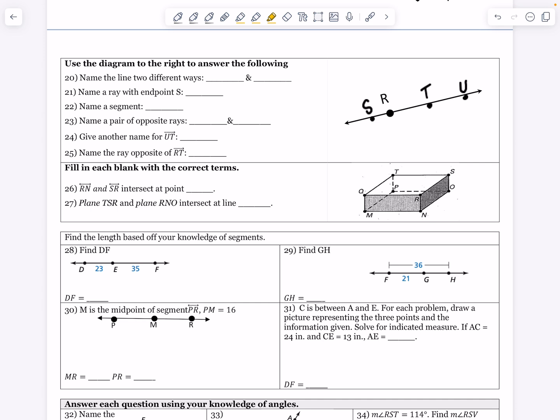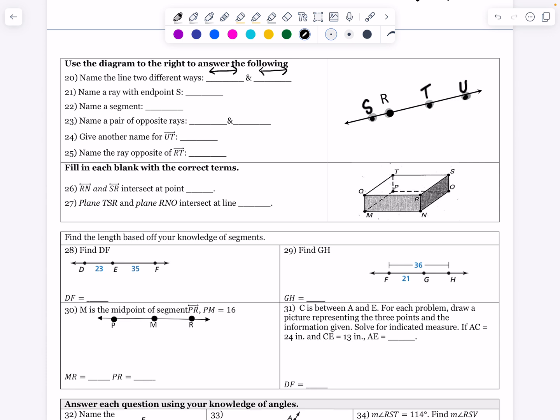So the first thing I notice is that this is a line that has points R, S, T, and U on it. It's not the best picture. I feel like I need to fix my drawing a little bit. There we go. And so all of those points exist on that line. And the first set of directions for number 20 say to name the line in two different ways. So the first thing we're going to do is it says it's a line. Let's go ahead and draw a line over it for my notation.